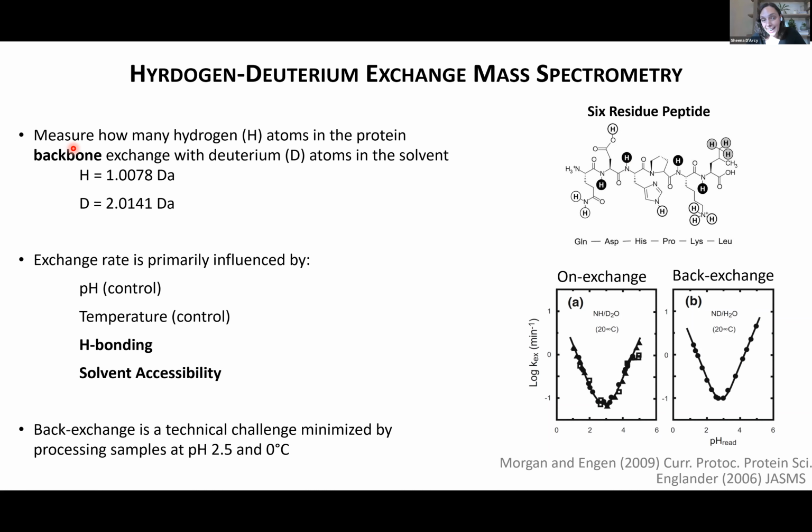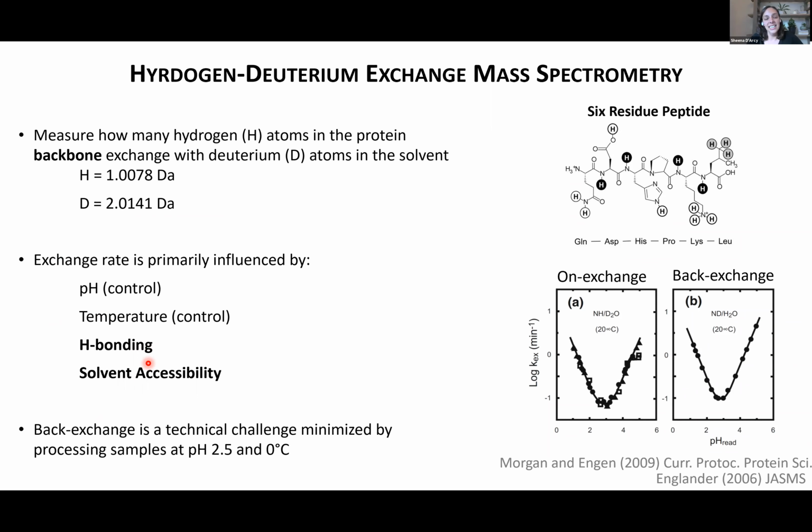So why do we care how many hydrogens are incorporated? Well, we care because it tells us about the hydrogen bonding status of these backbone amides, as well as their solvent accessibility. And these are very, very important features as they relate to protein secondary, tertiary, and quaternary structure.